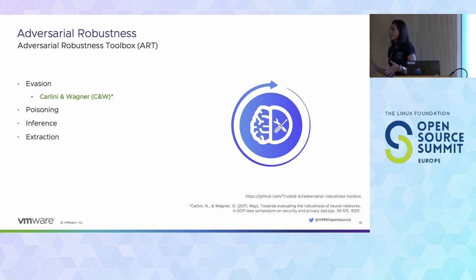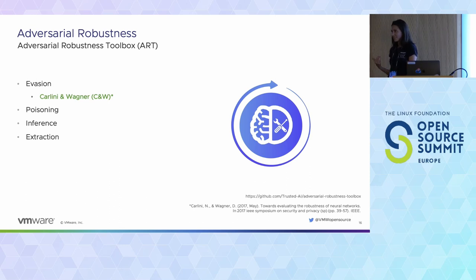This is a white box attack towards a machine learning model, meaning the attack has access to the internals of the model, while the more complicated ones are the black box attacks, which have a more difficult task. But anyway, this one is very successful and it's known in the literature.